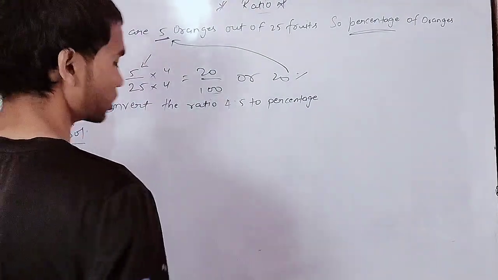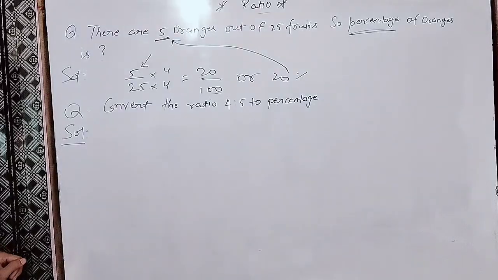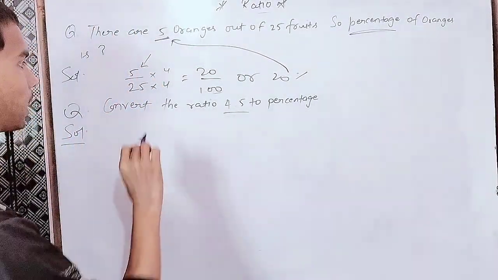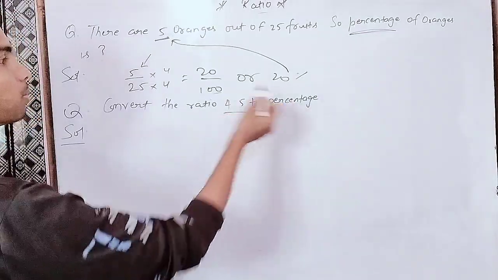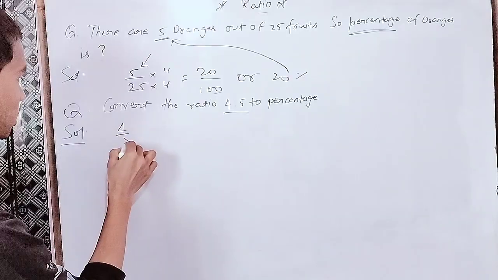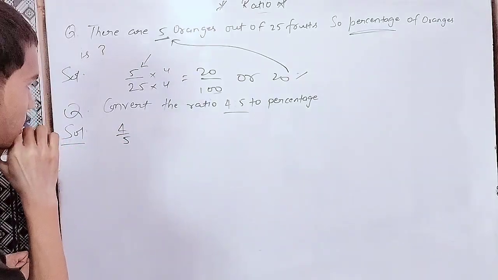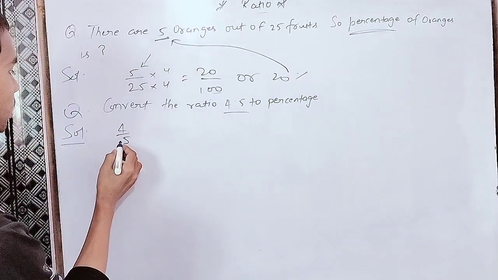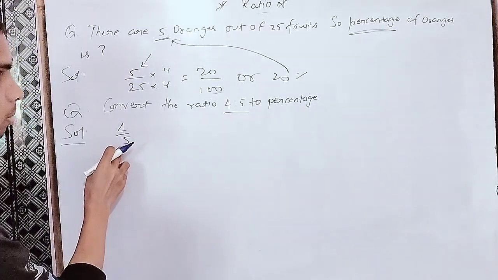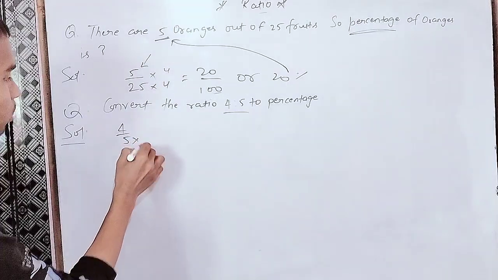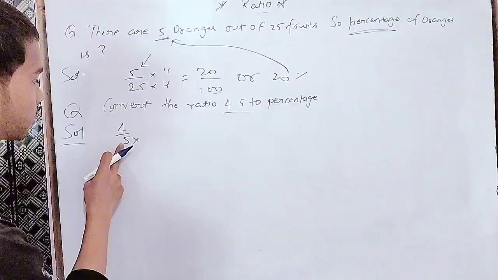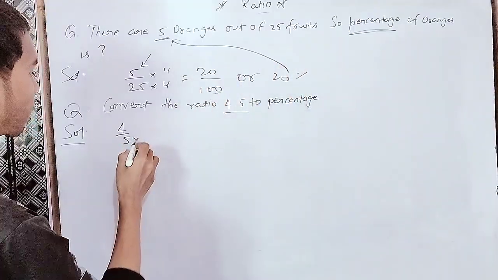First of all, first is the stored equation. Okay. Convert the ratio. This is a given ratio, and the equation is saying convert this ratio into percentage. First of all, let's write it. This is a ratio. And we know that to make it percentage, we need to multiply the number by 100.